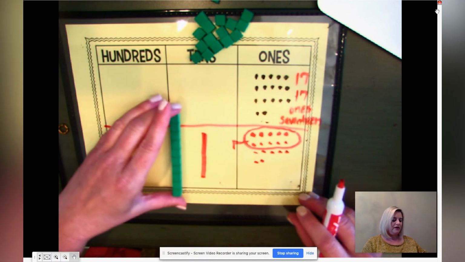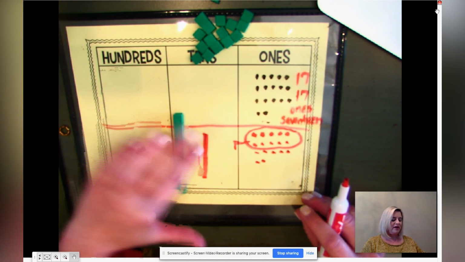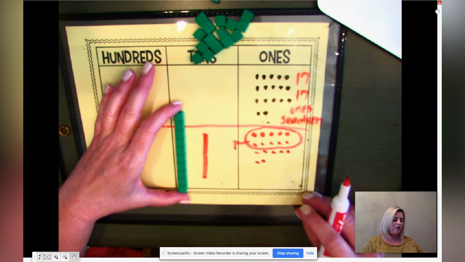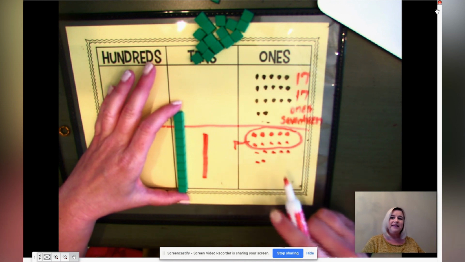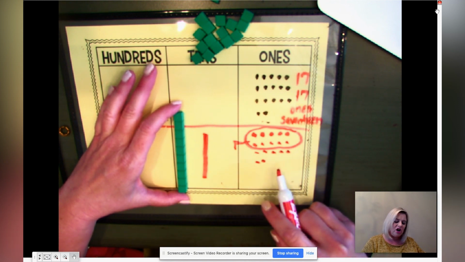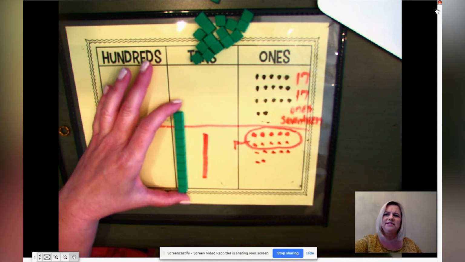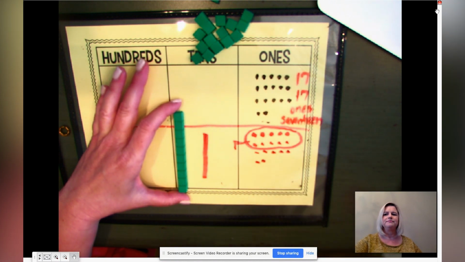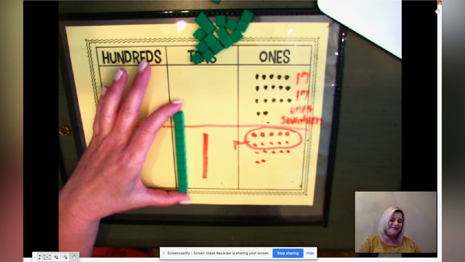Remember, this bar is a representation of all the ones together. How many ones are left in the ones place? Great job. There's 7 ones left in the ones place. Give yourselves a big pat on the back.